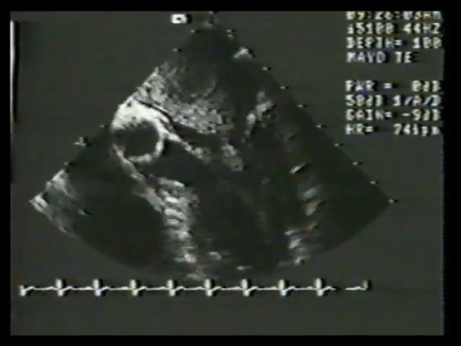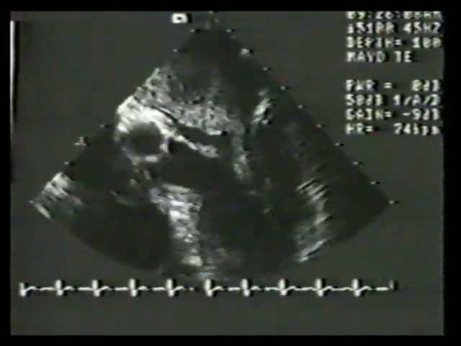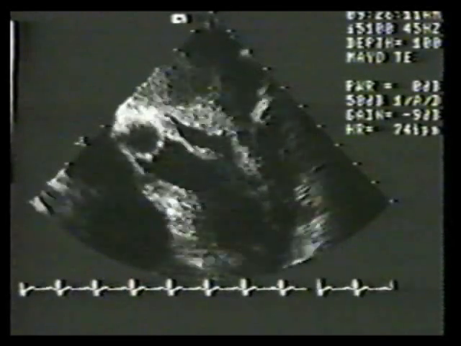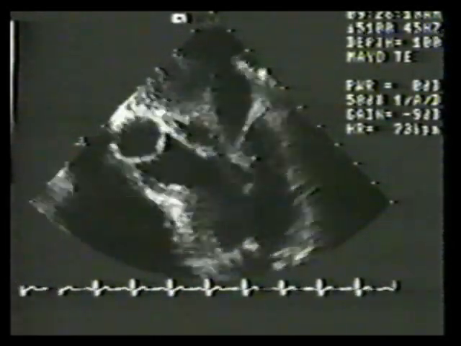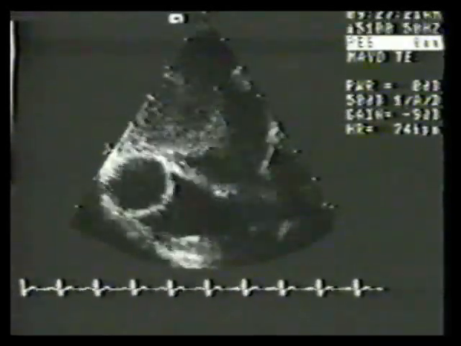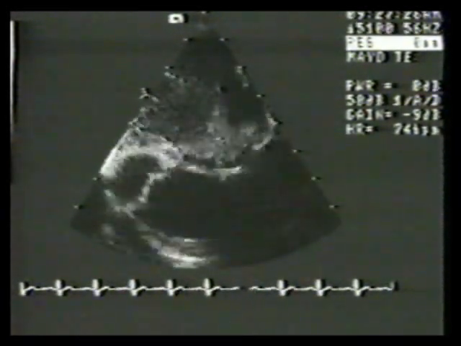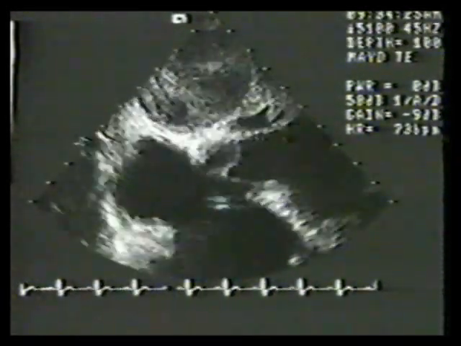To further elucidate the nature of this mass, transesophageal echocardiography was performed. Note that there is a large solid mass of the left atrium and an extension of this mass thought to be thrombus prolapsing through the orifice of the mitral valve. Note that this solid tumor mass fills the majority of the left atrial cavity, while the thrombus extension prolapses through the orifice of the mitral valve.